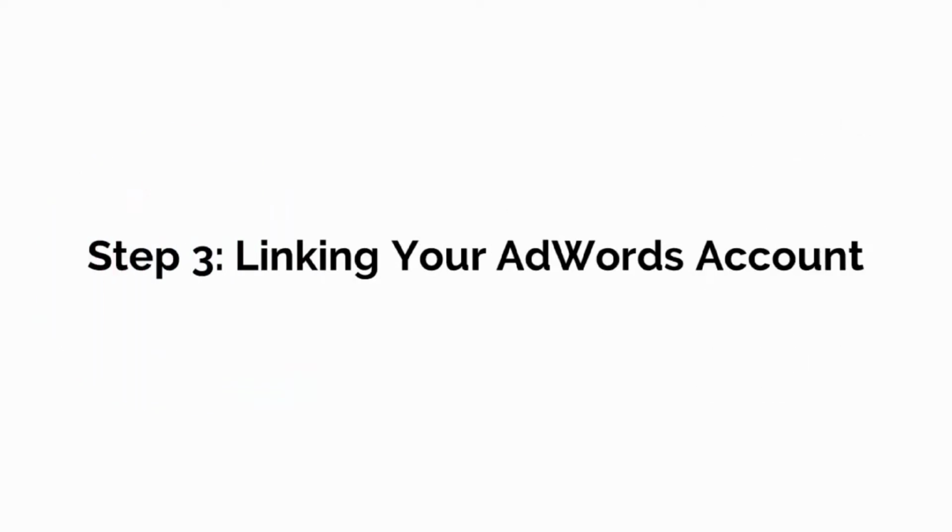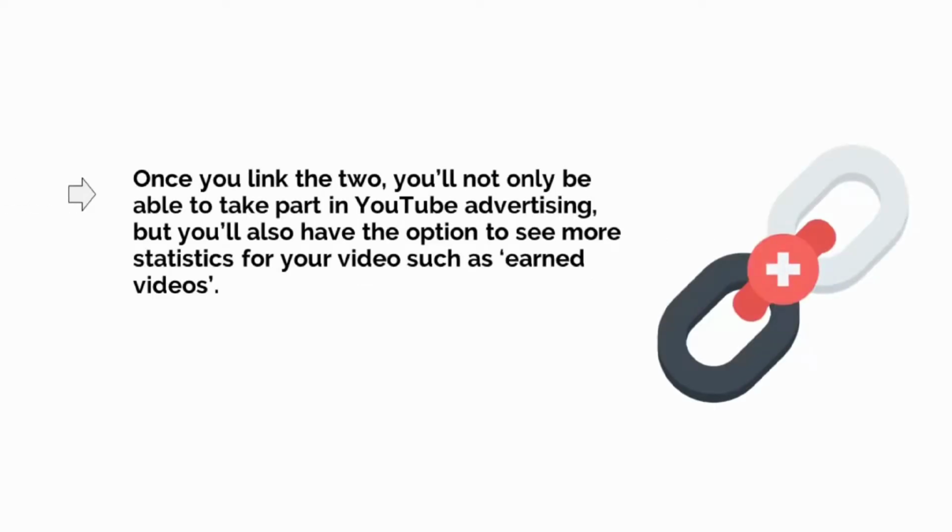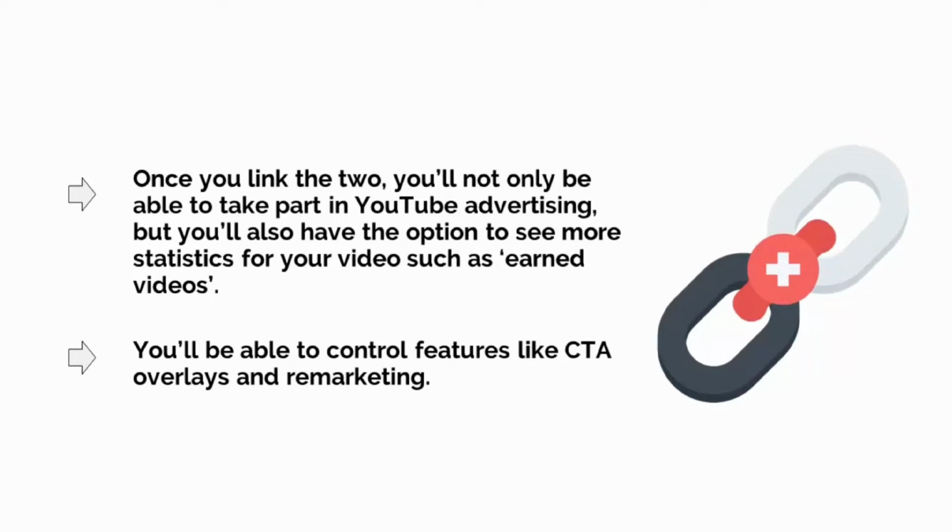Next, you need to link your AdWords account to your YouTube account. This is the crucial step for YouTube advertising, and until you do this, your advertising and your YouTube will be separate entities from one another. Once you link the two, you'll not only be able to take part in YouTube advertising, but you'll also have the option to see more statistics for your video, such as earned videos. You'll be able to control features like CTA overlays, more on this later, and remarketing.